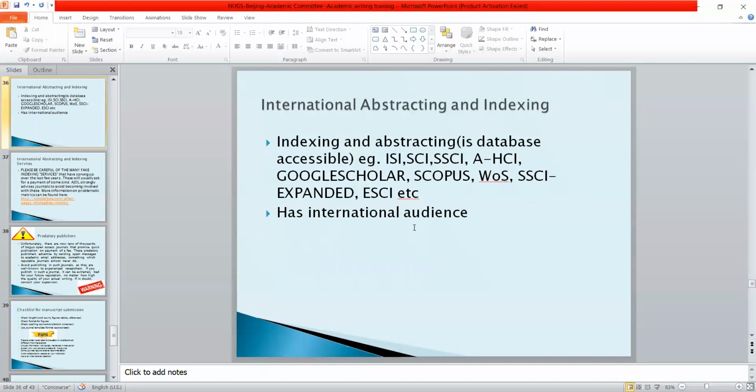Now, these are some of the international abstracting and indexing services we have. For instance, we have the ISI. We have the Science Citation Index. Those of us in social science, we have the Social Sciences Citation Index, SSCI. We have the Arts and Humanities Citation Index. We have Google Scholar. We have Scopus. We have the Web of Science. We have the Science Citation Index Expanded, the Social Sciences Citation Index Expanded, and then the Emerging Sources Citation Index. So there are a lot, but these are the most accredited ones.